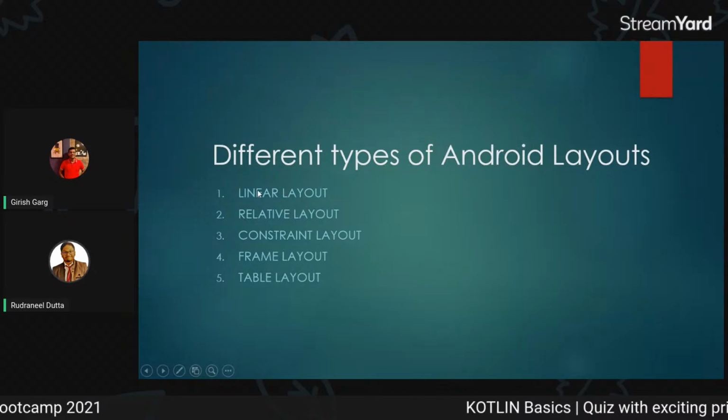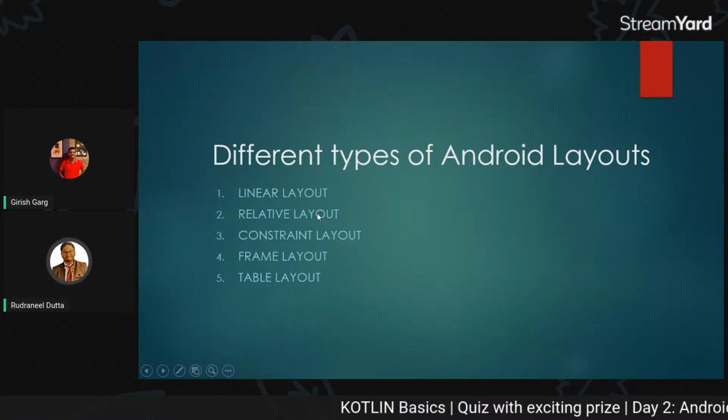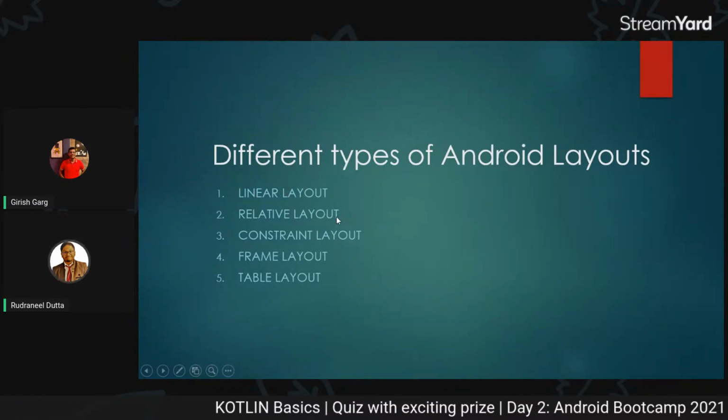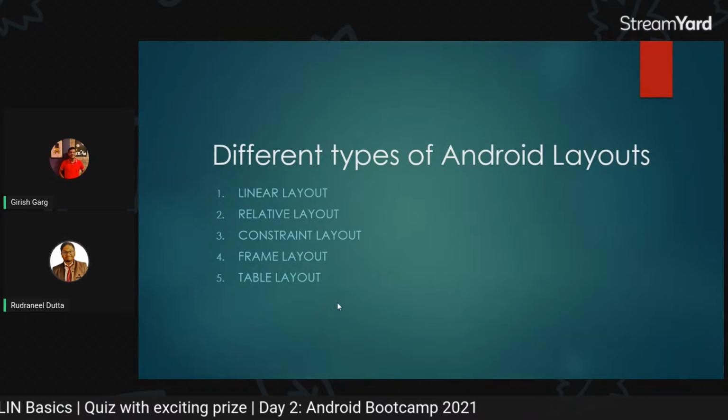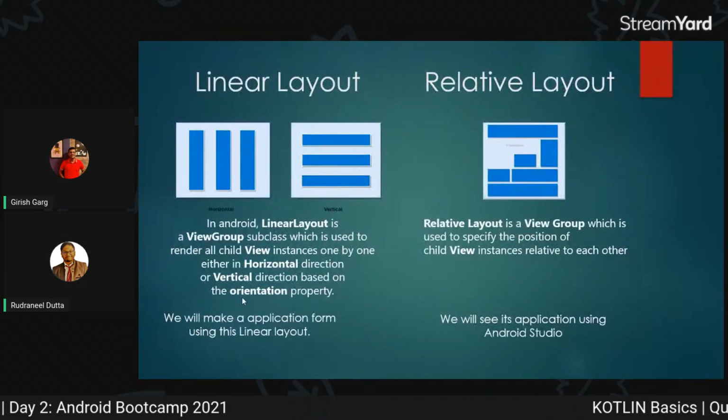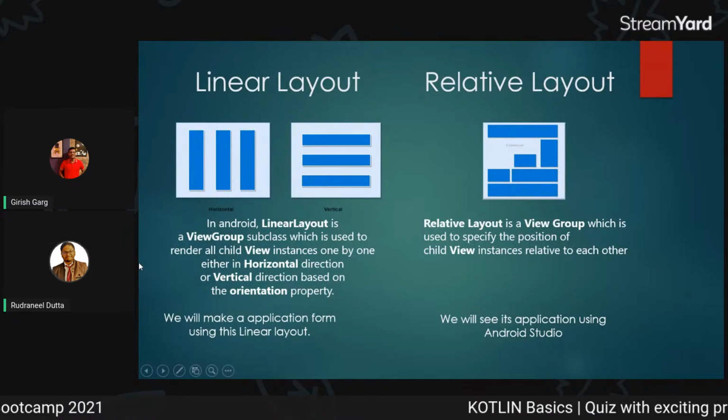Today we'll begin with the UI basics of Android Studio. Today we'll learn how many different types of layouts there are. One is the linear layout, the second is the relative layout, third is the constraint layout, fourth is the frame layout, fifth is the table layout. We'll learn about this in detail, and we'll also do some hands-on.